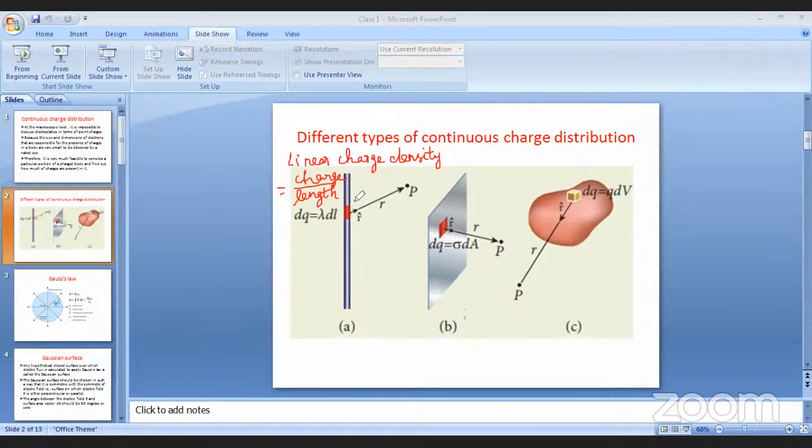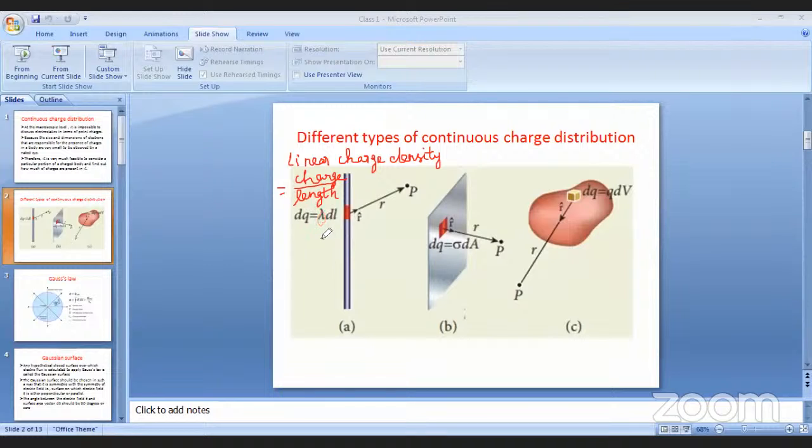Which means when you take 1 meter length of this wire, in that 1 meter length you can find 4 charges. That is called linear charge density or charge per unit length, which means in 1 meter length you can find lambda amount of charge.